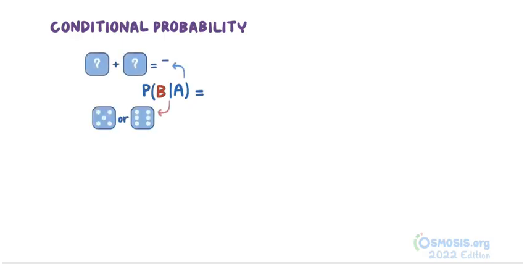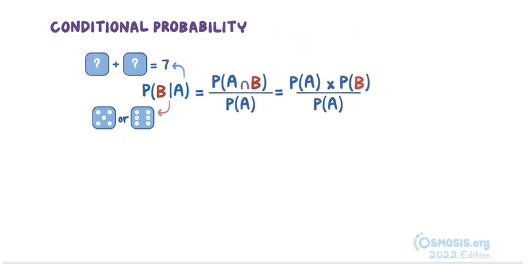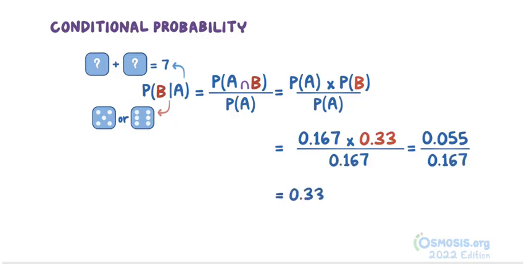You can also figure out the conditional probability of event B, given that event A occurred. In other words, you could calculate the probability that one of the dice was a 5 or a 6, given that the sum of the 2 dice equals 7. To do this, you would still multiply the probability of A, or 0.167, times the probability of B, or 0.33. But this time you would divide by the probability of A. So 0.167 times 0.33 is 0.055, divided by 0.167 equals 0.33.